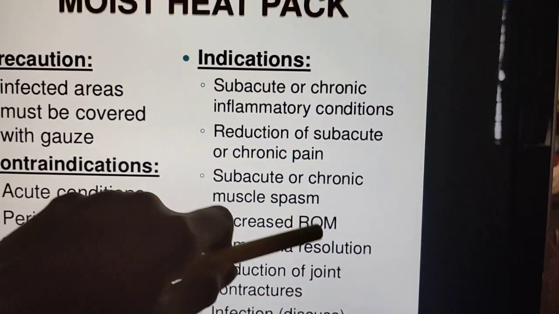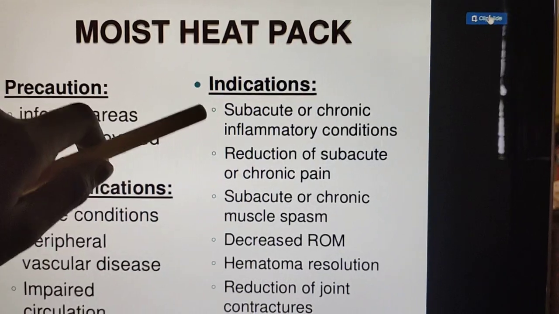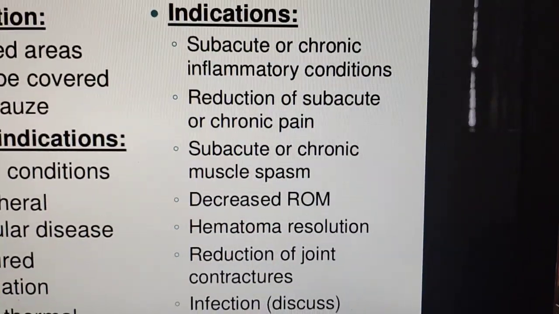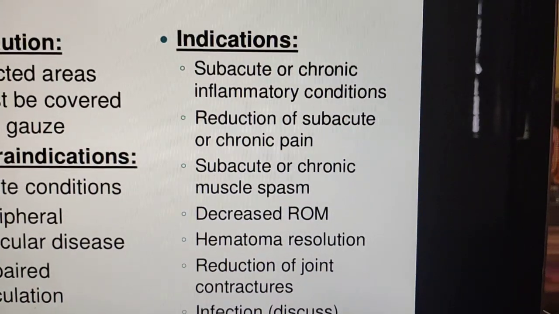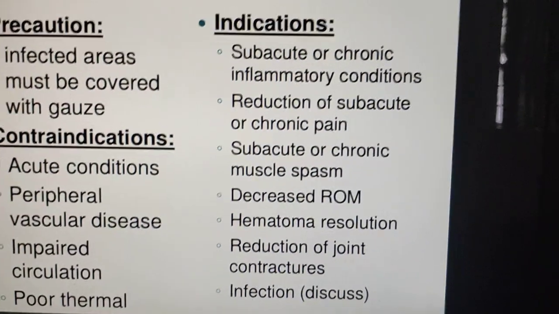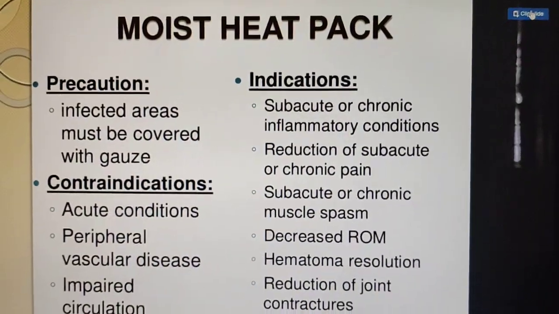Once a patient doesn't have this range of motion, we can use this moist heat pack. Okay, then for hematoma resolution, to reduce any clot, we can use it, and in the reduction of joint contracture also we can use it, and for some infections we can use this moist heat pack. Okay.